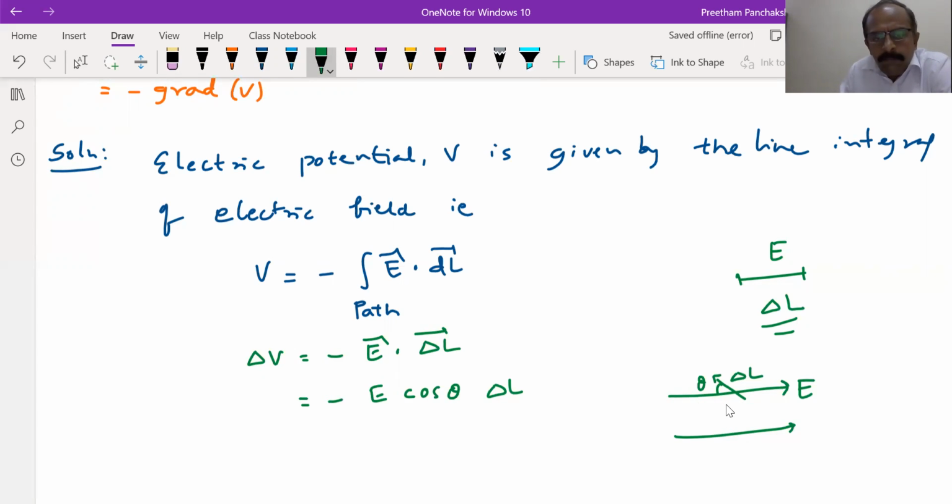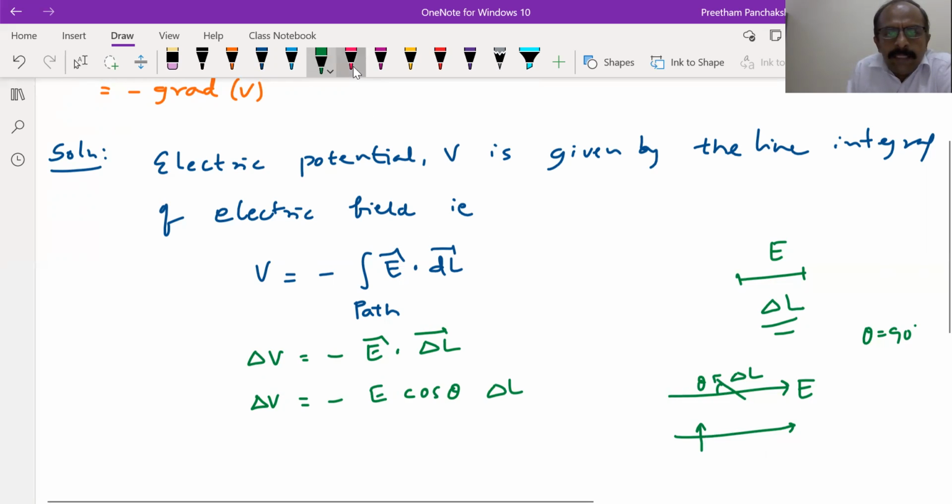So, from this diagram, we can make some conclusions. First one is, when theta is 90 degree, cos 90 becomes 0. So the potential difference goes to 0. That means when the charges are being moved perpendicular to electric field, no work is done. No energy is expended. So potential difference is also 0.